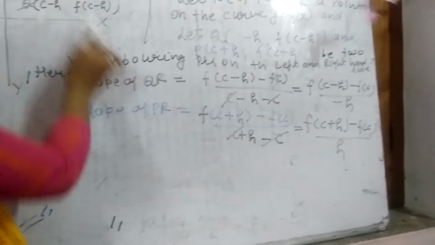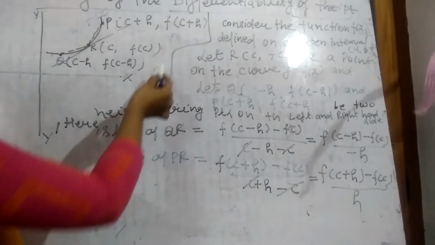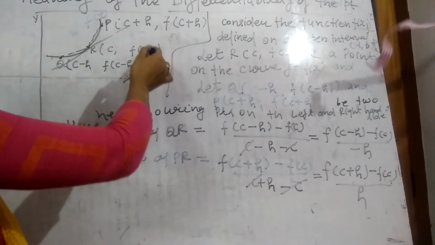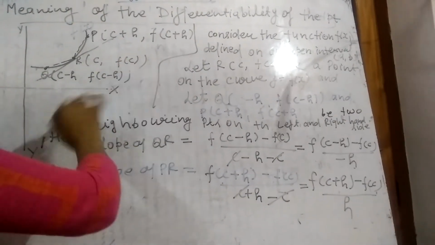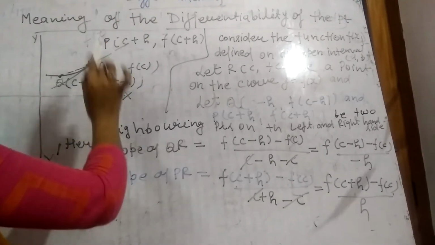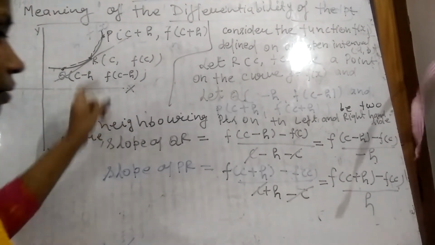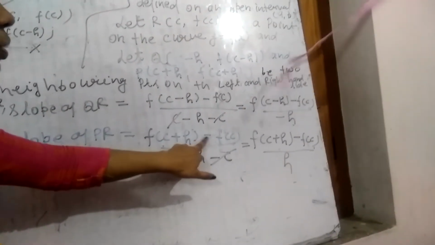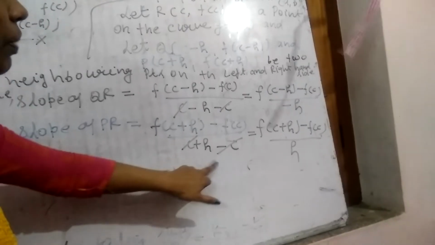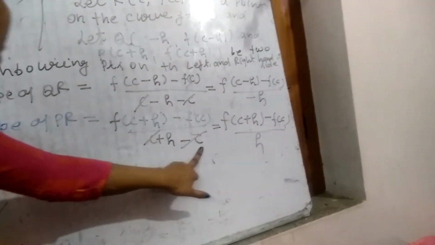And the slope of PR is (y2 minus y1) upon (x2 minus x1). The value of y2 is f(c plus h) and the value of y1 is f(c). The value of x2 is c plus h and the value of x1 is c. Then the slope of PR is (f(c plus h) minus f(c)) upon ((c plus h) minus c), because the slope of PR is (y2 minus y1) upon (x2 minus x1).